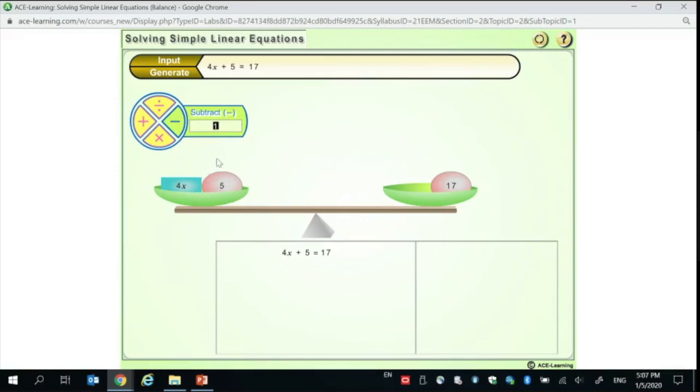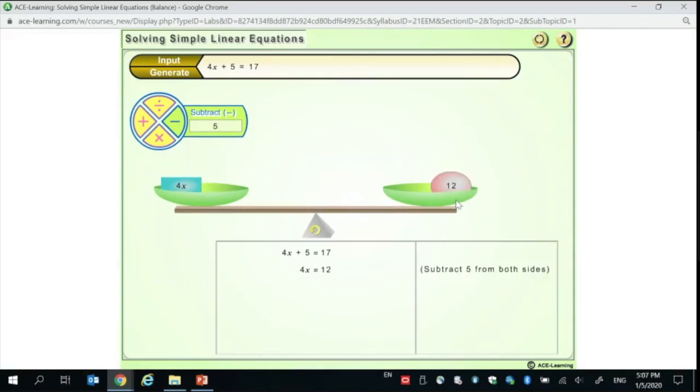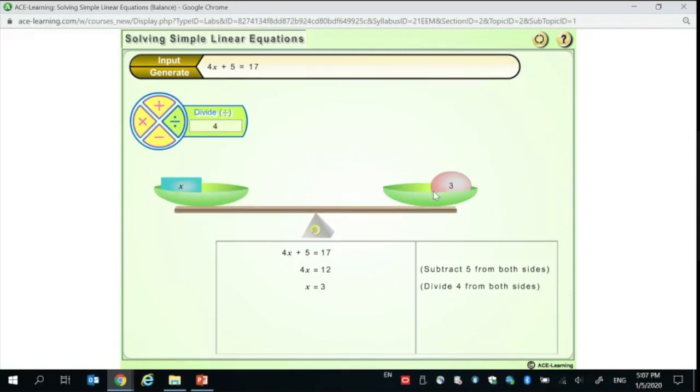So there's a plus 5 here. So I need to subtract 5 from both sides of the equation. So I subtract 5 on the left-hand side, I subtract 5. After I subtract, okay, then I divide. Okay, so 4x equals to 12, then I divide by 4 on both sides. Okay, so the answer is x equals to 3.